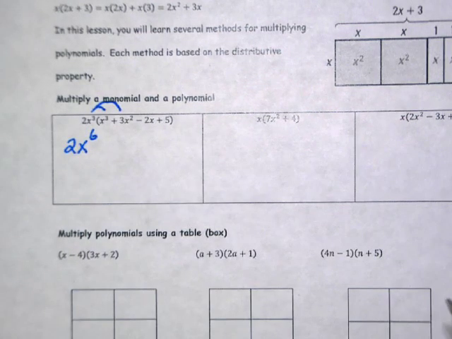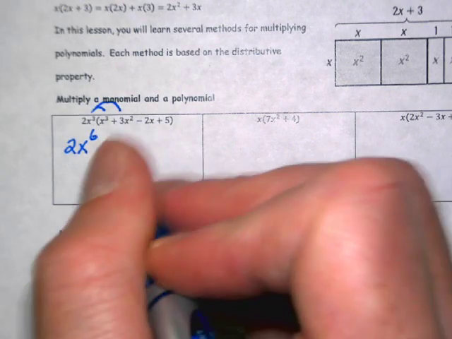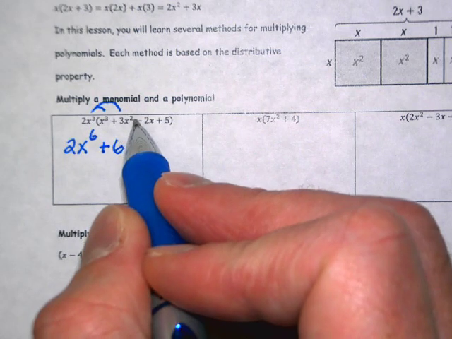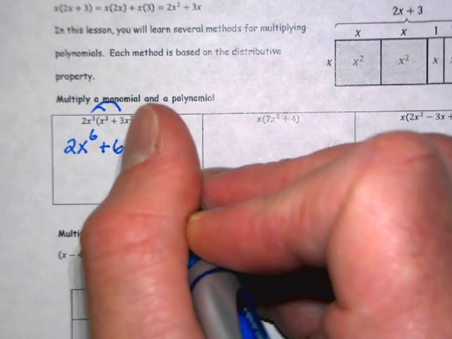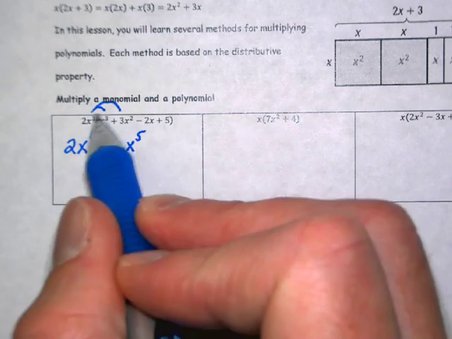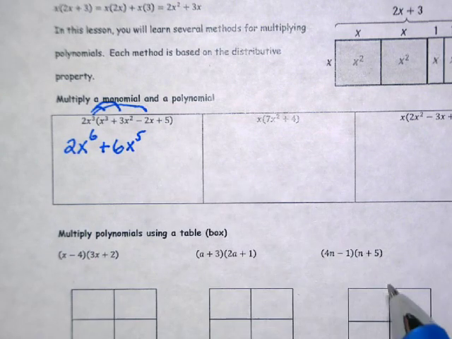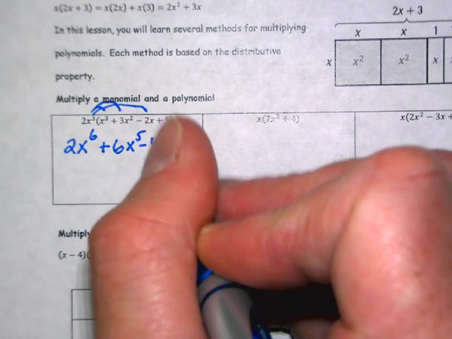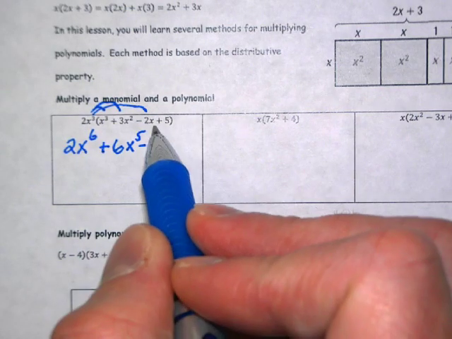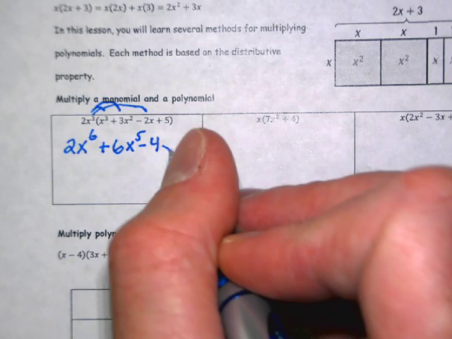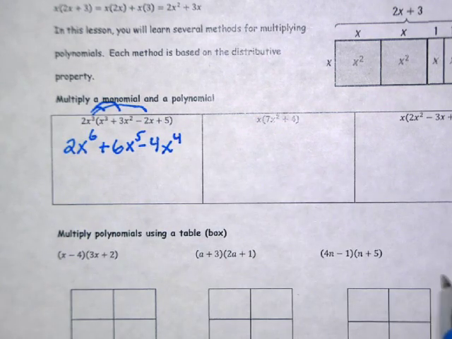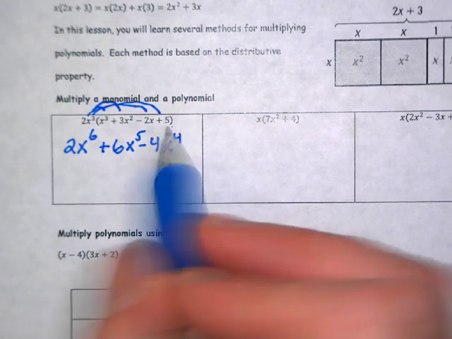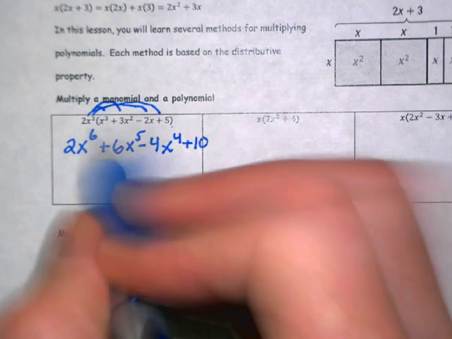So 2x to the third times 3x squared. 2 times 3 is 6. X to the third and x to the second. Add those exponents, 2 and 3. We get x to the fifth. Go to the third term. 2x to the third times negative 2x. So 2 times negative 2 gives us negative 4. X to the third times x to the first. Add the 3 and the 1, and we get x to the fourth. And then the last term, 2x to the third times 5. 5 times 2 gives you 10. And you still have that x to the third.